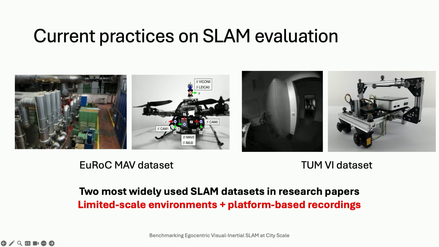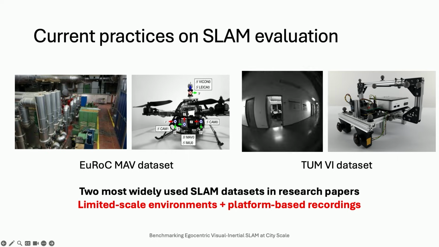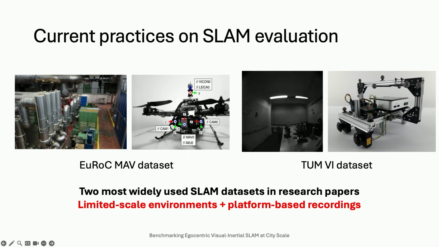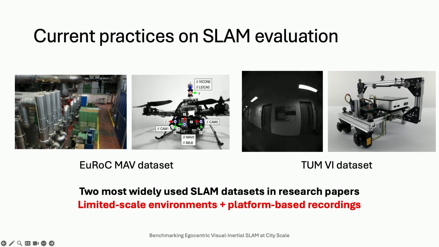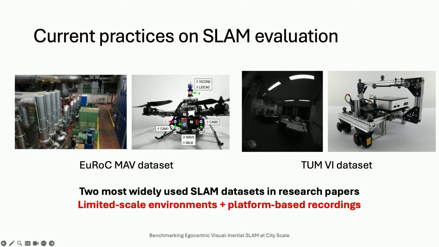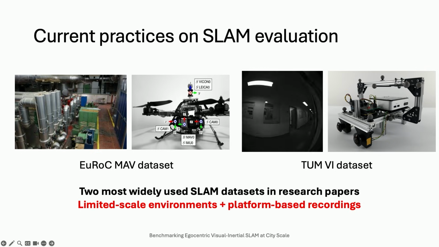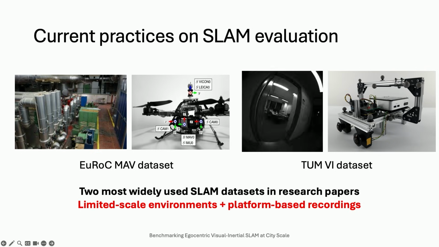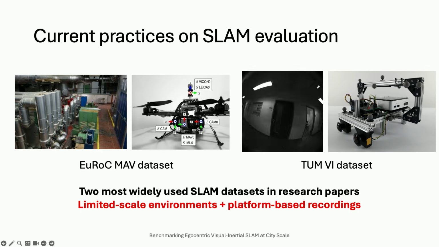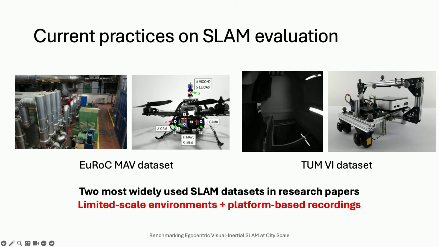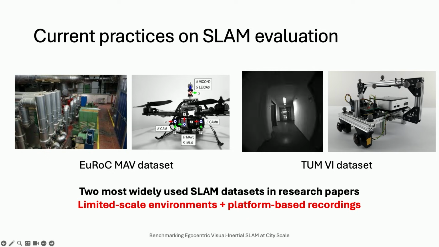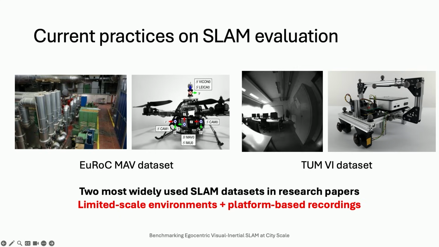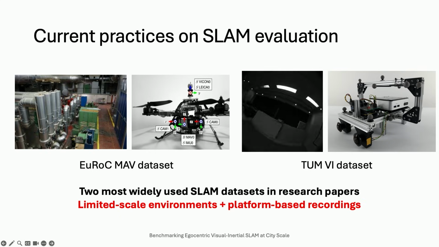So here is the current practice of SLAM evaluation. On the left, we show a classic SLAM data set called Zurich MAV. Basically, all the SLAM papers need to evaluate on top of it. And on the right is the TUM Visual-Inertial data set. These are the two most widely used SLAM datasets in research papers. However, they both have very limited scale, and they both rely on platform-based setups.